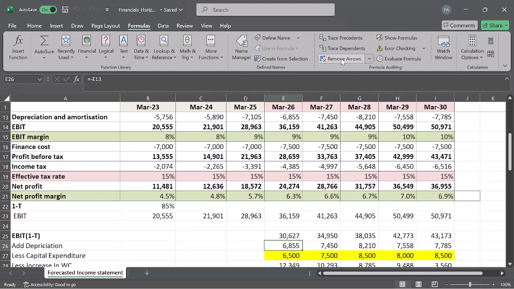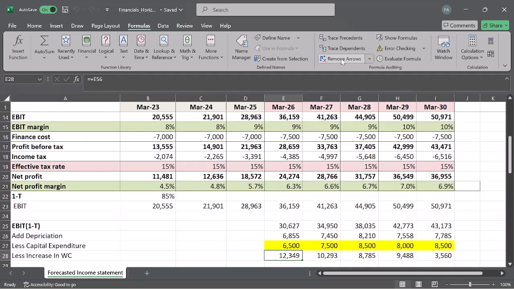Then we are going to add depreciation, because depreciation is an expense which is not a cash expense. It's a charge. For the assets we purchase, we charge depreciation. It is not going to reduce the cash profit of the company. So we add it back, because we want to convert the profit into cash. That is the first thing we do. Then, increase in working capital.